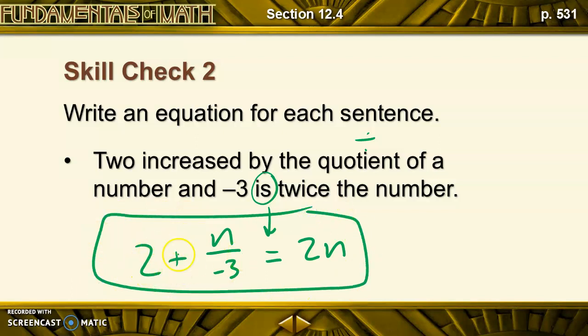This would be 2 increased by, I'm adding the quotient of a number and negative 3. It is equal to twice that same number.